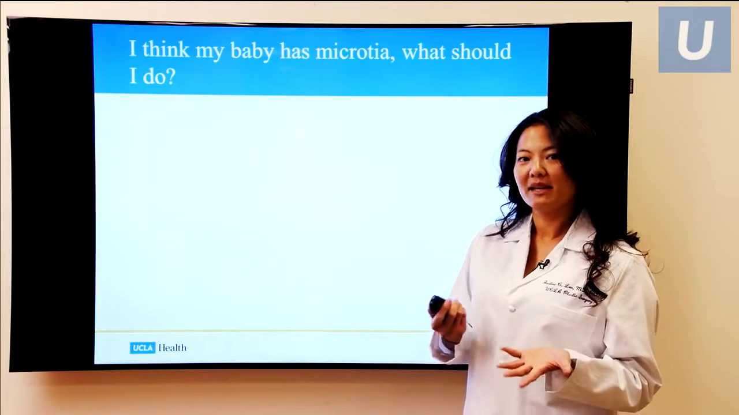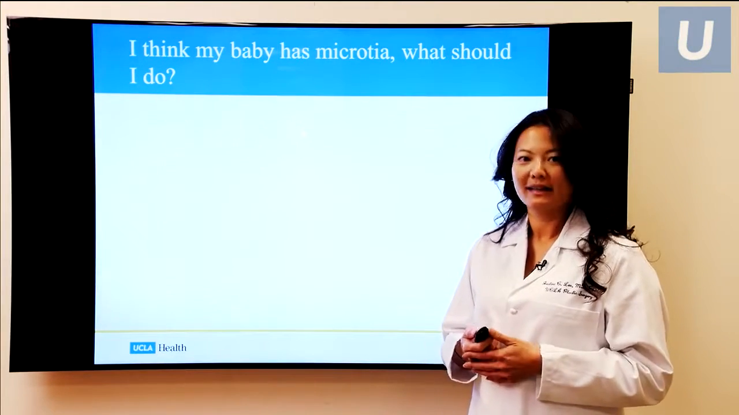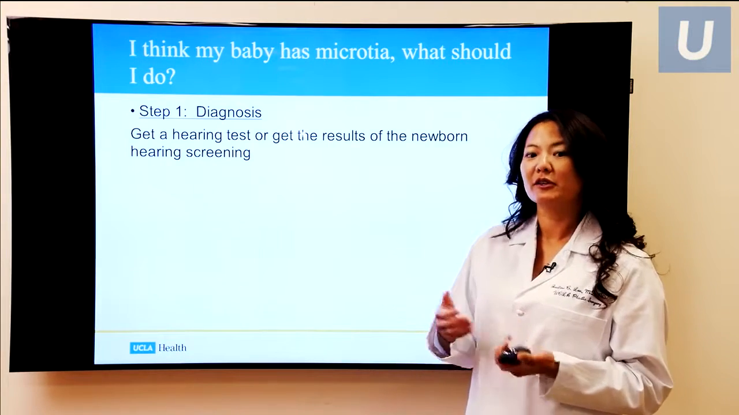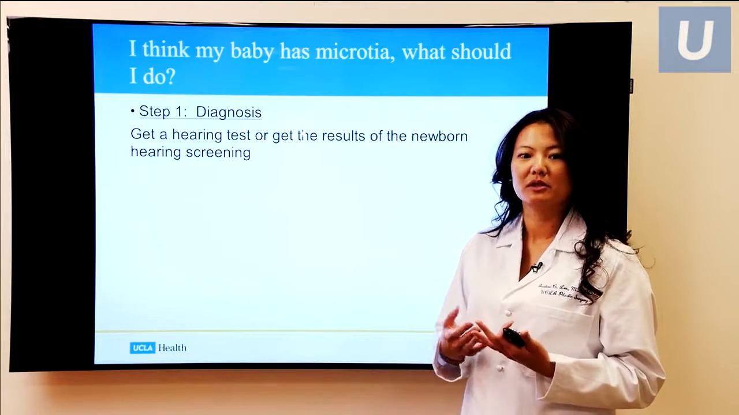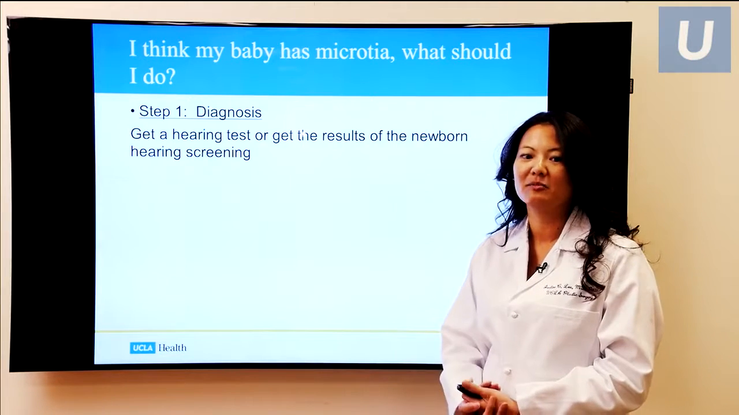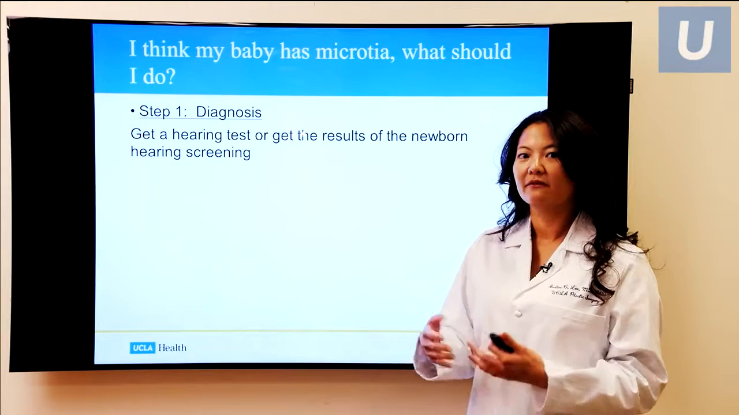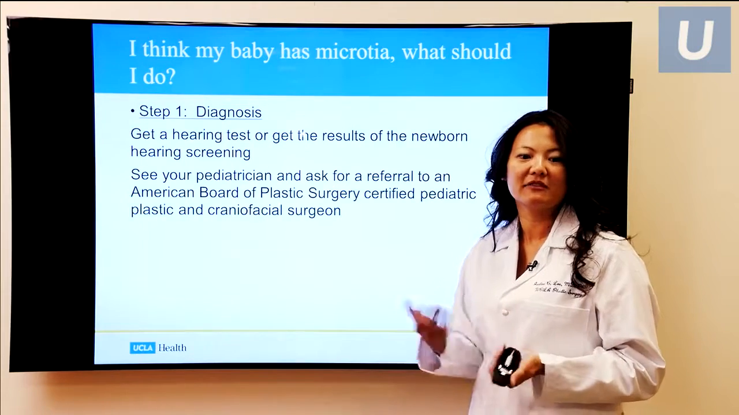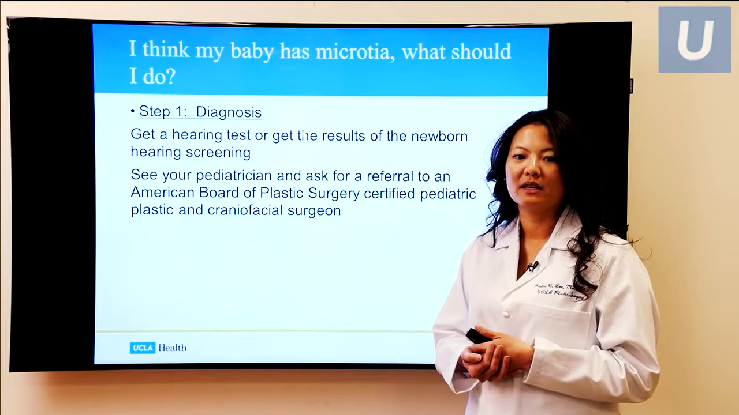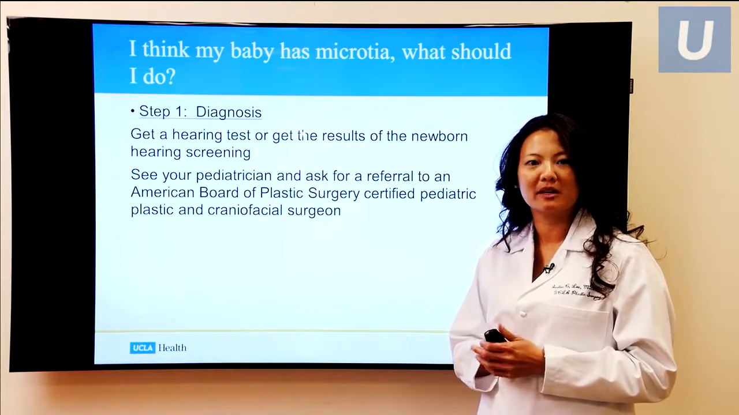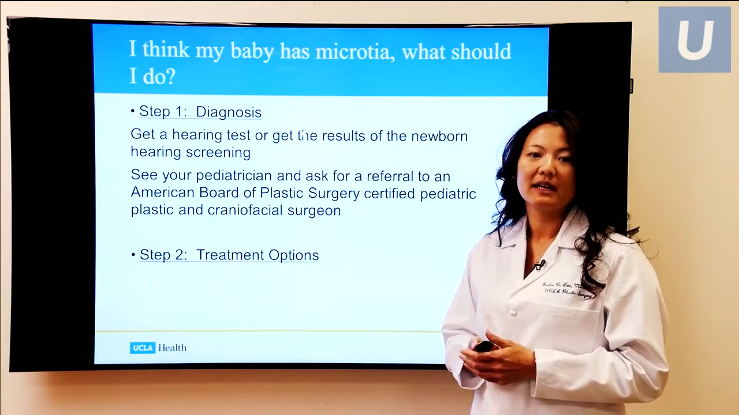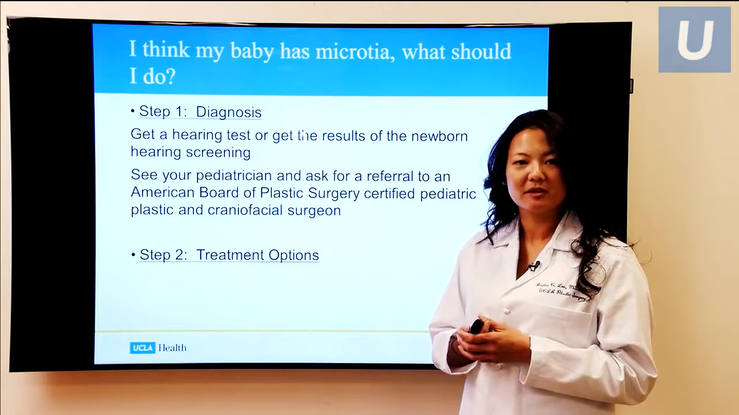So if you think your baby has microtia, what should you do? Again, just as with any medical condition, you need a diagnosis. First, you want to know if there's a functional problem. So get a hearing test, or check the results of the newborn hearing screening. If your baby passed a newborn hearing screening, then they're probably going to be okay from the functional aspect. Head over to your pediatrician, ask what they think about the ear anomaly, and ask for a referral to an American Board of Plastic Surgery certified pediatric plastic and craniofacial surgeon. Next, you can talk to your plastic surgeon about treatment options.